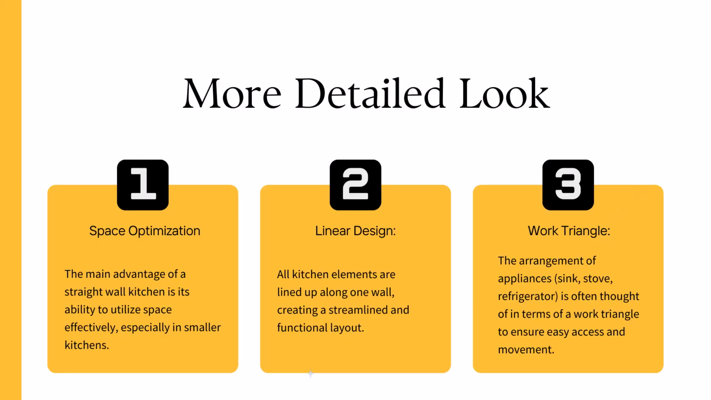Next, let us try to understand some of the advantages of a straight wall kitchen. First is space optimization. The main advantage of a straight wall kitchen is its ability to utilize space effectively, especially in smaller kitchens. Second, linear design. All kitchen elements are lined up along one wall, creating a streamlined and functional layout. Third, the arrangement of appliances like sink, stove, and refrigerator is often thought of in terms of a work triangle to ensure easy access and movement.